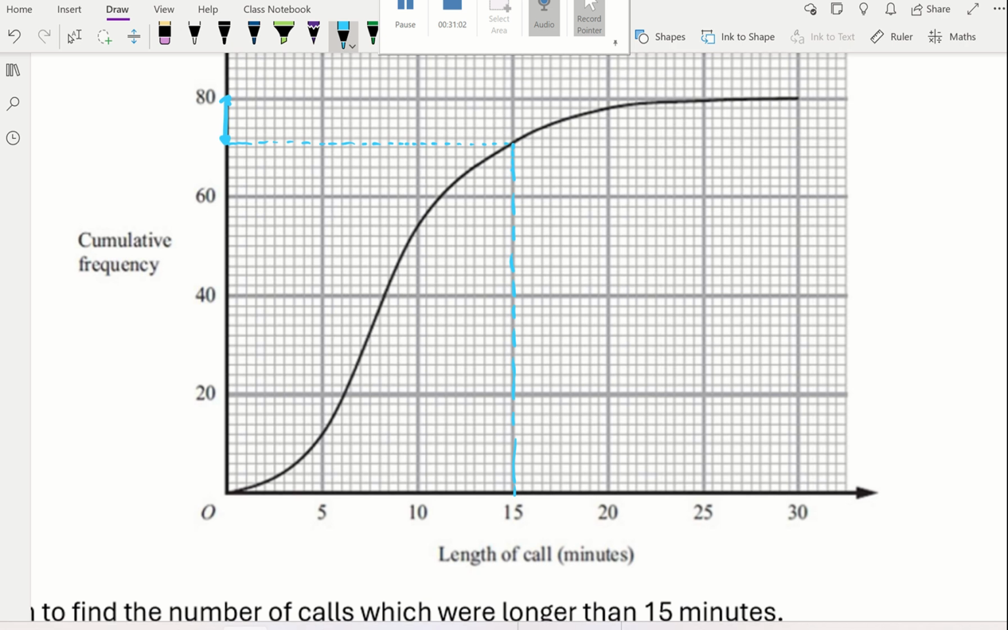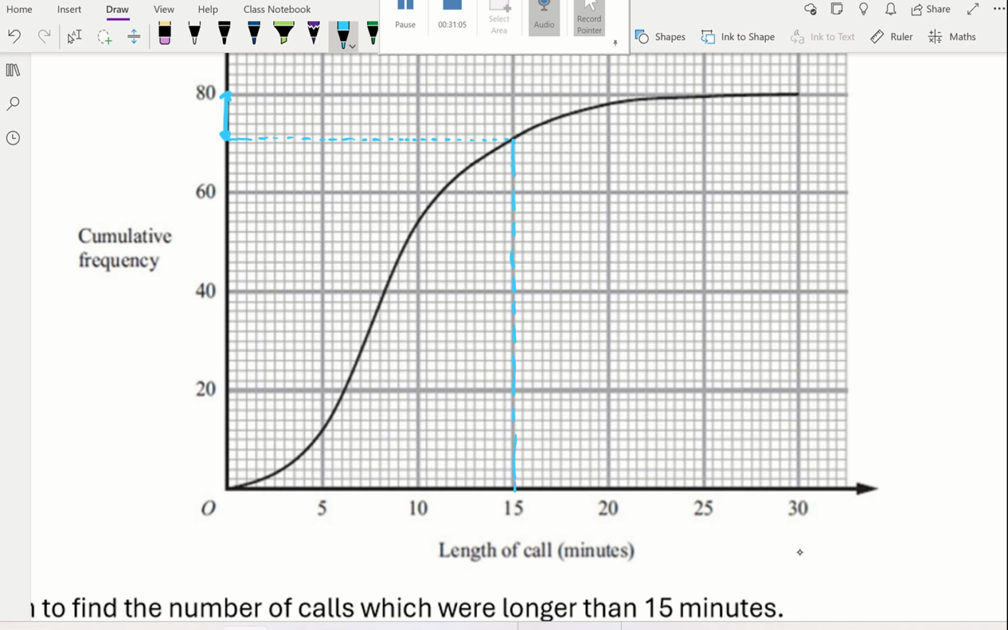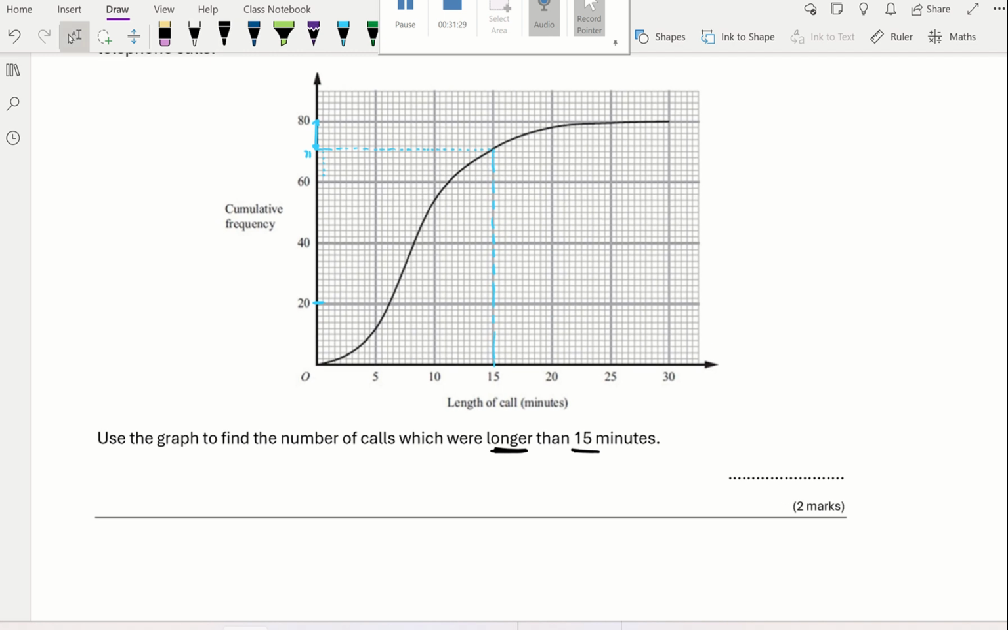So I need to work out the scale. There's 10 squares up to 20, so each one is 2. So I've got 62, 64, 66, 68, 70, and that looks like 71. And therefore, because it's in the middle of a square, so 71. So 80 minus 71 is 9.